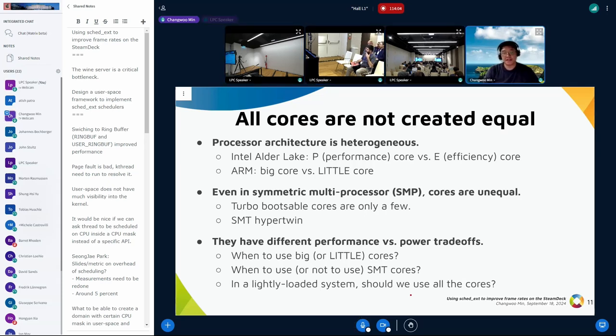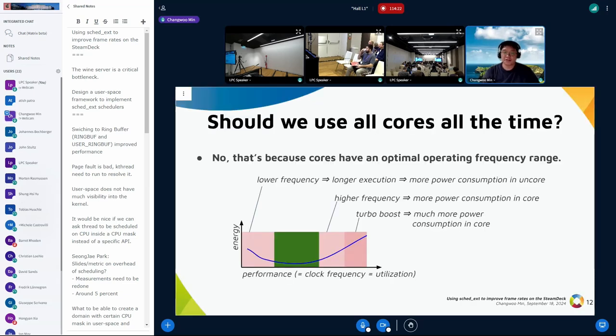So from the scheduler's point of view, we have two important questions. One question is when we should use the big core or the little core. And another is that, practically speaking, all CPU architectures are multi-core today. So especially in a lightly loaded system, should we use all the cores all the time? Our answer is no, because the core has an optimal operating frequency range. For example, this graph shows the x-axis as performance, or clock frequency, or roughly the CPU utilization, and the y-axis as energy consumption.